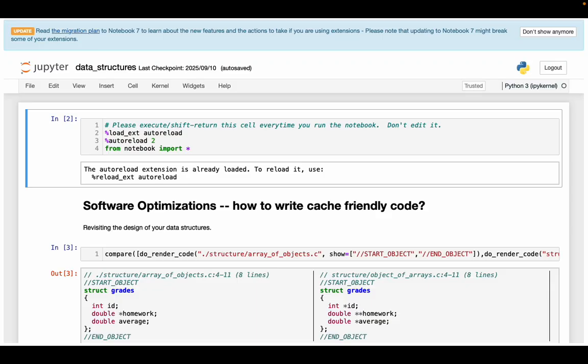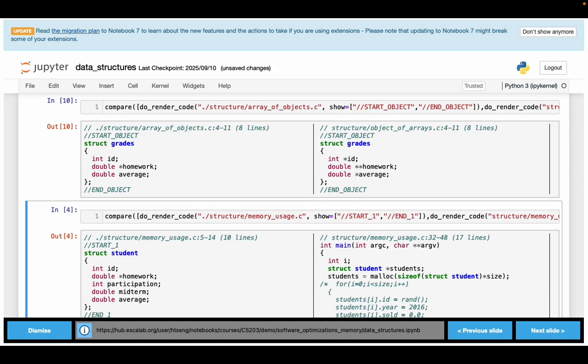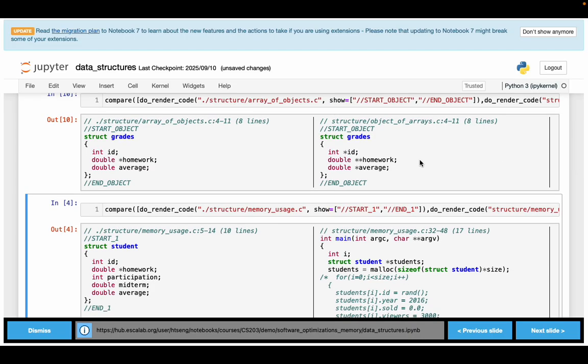First of all, some of you might be thinking, would that really make a difference? So here's the demo. On the left-hand side is the array of objects, and on the right, the object of arrays. If you're not familiar with C, what's the difference between these? On the left-hand side, we abstract each record as a single object. That's why we are creating an array of objects.